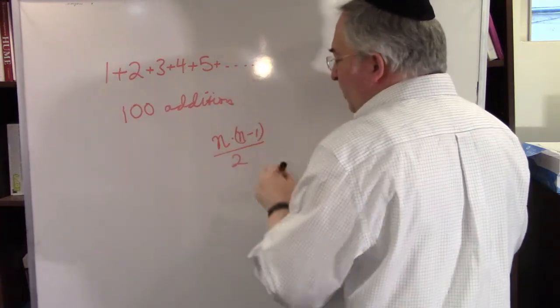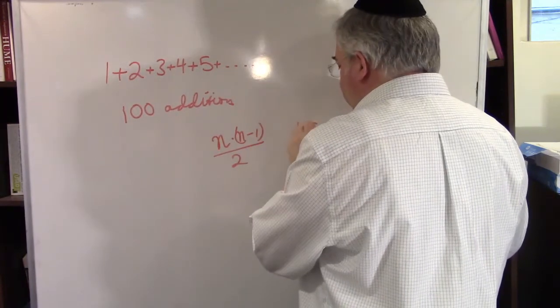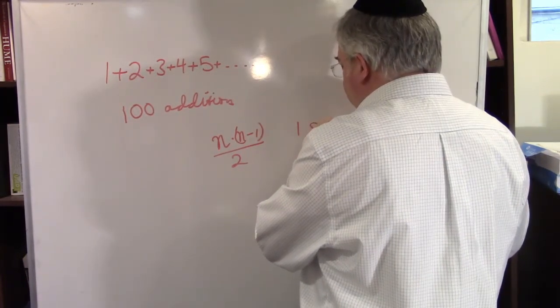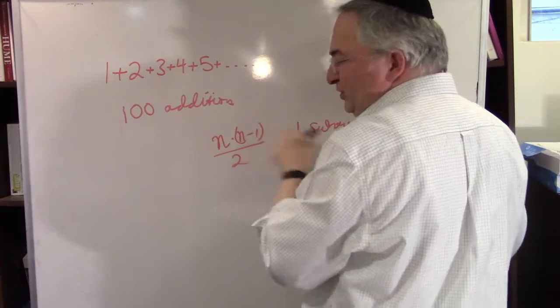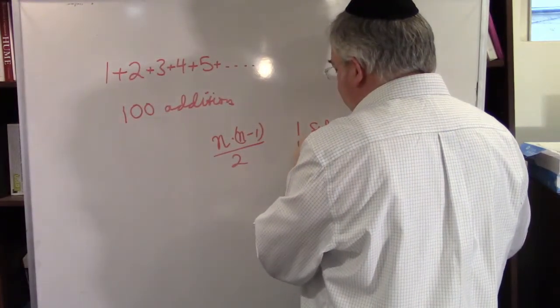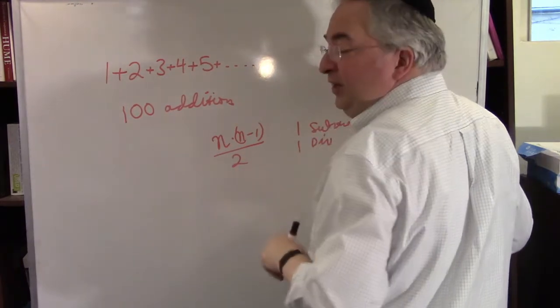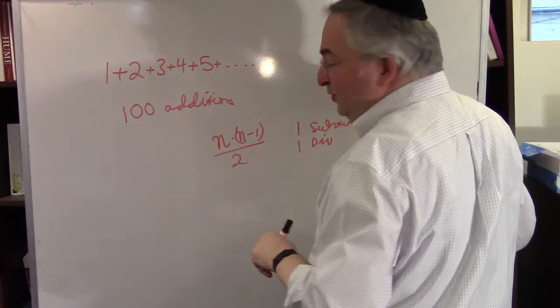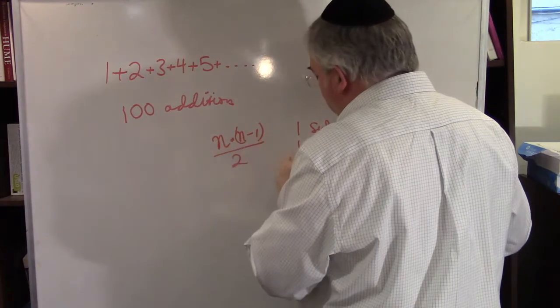So here's what you have to do. You have to do one subtraction, and that's a pretty easy one. You just subtract 1. Okay? You have to do one division, and that's a pretty easy one because all you have to do is divide it by 2. And the big thing is you have to do one multiplication.